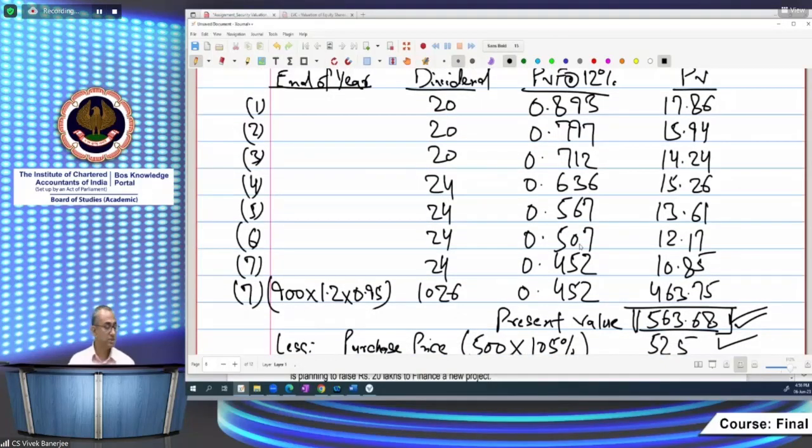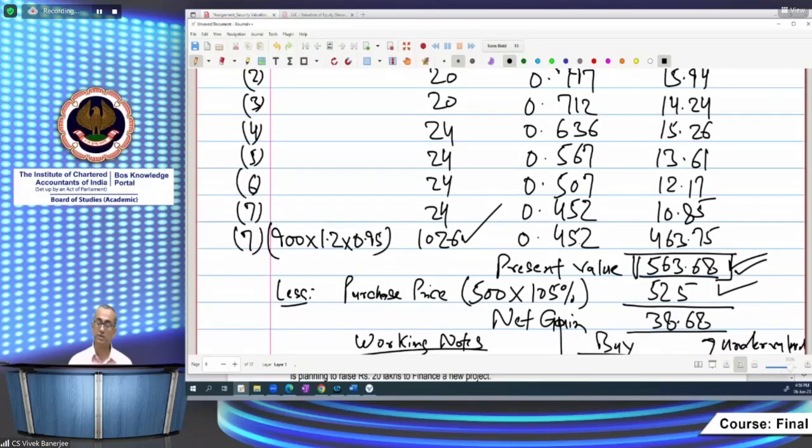Last year selling price, he is selling at ₹900, वो 900 पे बेचना चाह रहा है, पर 900 पे जब बेचेगा तब उसके शेयर 1.2 होंगे, तो 900 into 1.2 into 0.95 because of 5% incidental expenses. So total sales figure is coming to 1026. All these figures are multiplied by the present value factor to arrive at the present value. So present value is 563.68, and it will be deducted from the purchase price 525 to arrive at the net gain, which is 38.68.